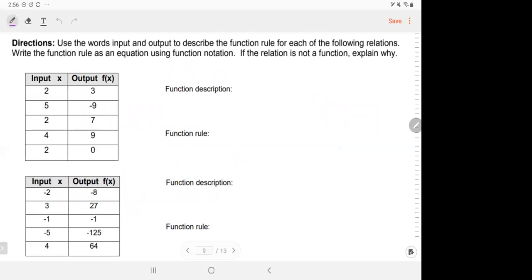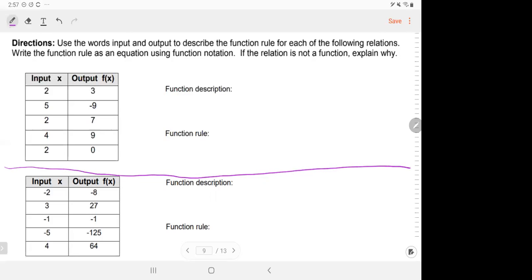So we're going to do some more practice problems. It says in the directions, use the words input and output to describe the function rule for each of the following relations. Write the function rule as an equation using function notation. If the relation is not a function, explain why. So this is two separate problems here. Actually, I'm going to divide that right there.